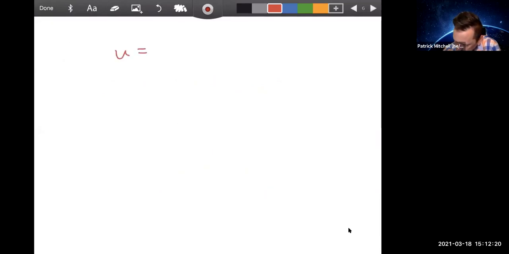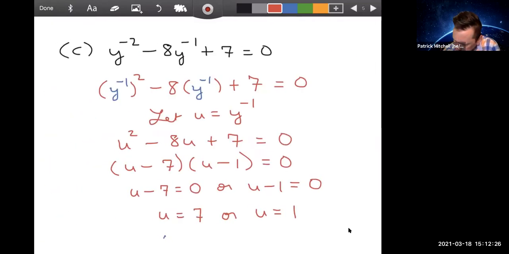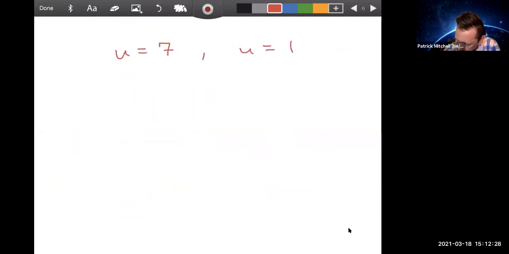But this isn't about u. This is about y. And u was y to the negative 1. All right. Now think for a second about what y to the negative 1 means. Do you remember?